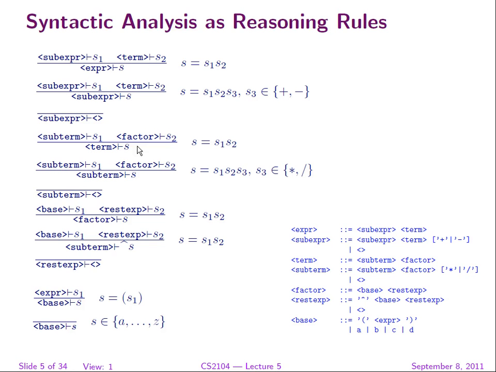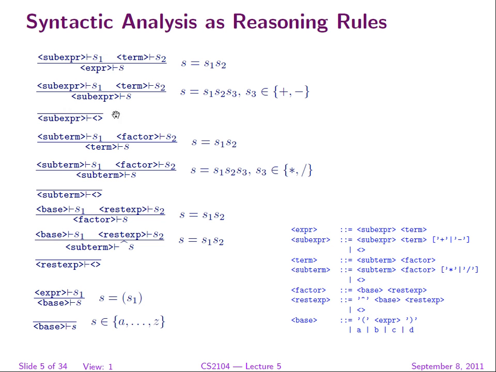All right, and we're going to now model all the grammar rules as reasoning rules in order to facilitate syntactic analysis. So we're going to say the following: if the sub-expression non-terminal generates the string S1, and the term non-terminal generates the string S2, then the expression non-terminal must be able to generate the string S, where S is S1 concatenated with S2. And this is, in fact, an instance of the first production rule, because expression is rewritten as sub-expression and term. So if sub-expression generates a string, and term generates another string, by concatenating these two strings, we get something from the language of expression.